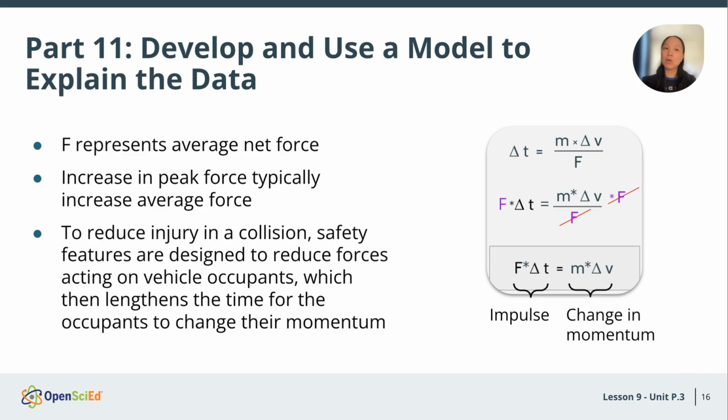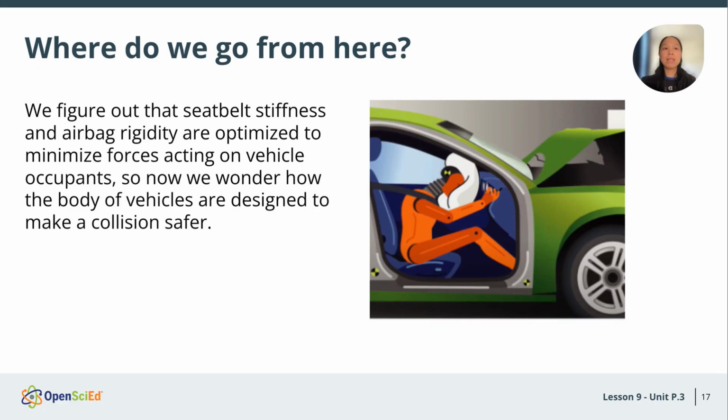In part 11, we update the force and motion relationship poster from lesson 6. We rearrange the equation and see that when we reduce the net force acting on the vehicle occupant by designing the optimal seatbelt stiffness and airbag rigidity, the change in momentum occurs over a greater duration of time. Now that we have figured out how seatbelt stiffness and airbag rigidity are optimized to reduce the net force acting on vehicle occupants, we wonder how the body of the vehicles are designed to make a collision safer.